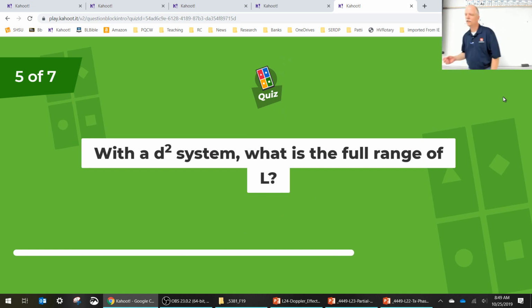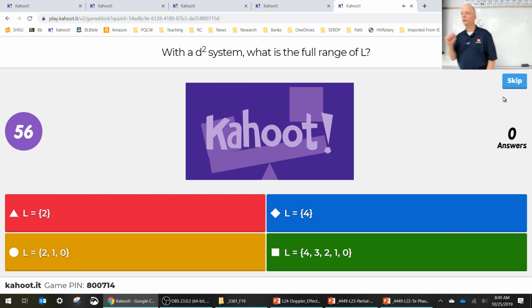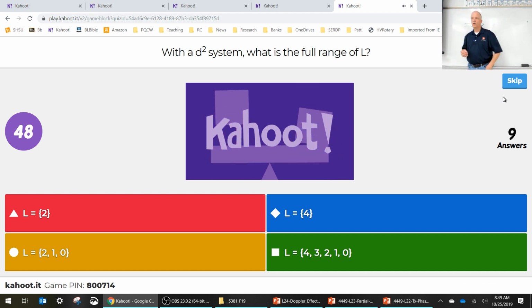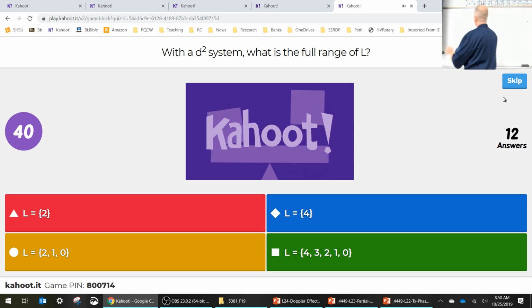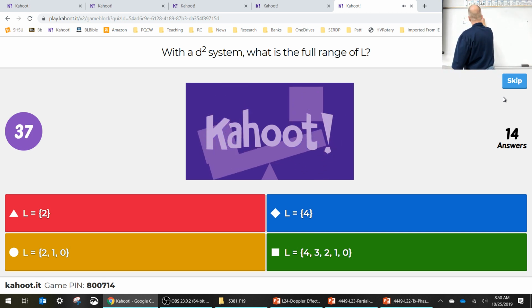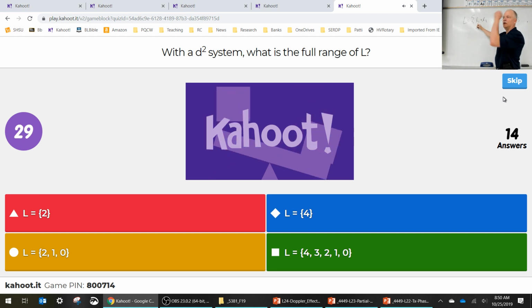What is a D2 system? Well, with a D2 system, what is the full range of capital L? So we have 2 electrons in the D orbitals. It's the full range of L. This one takes a little time. That's why I gave you 60 seconds. See if I can do it up here real quick. L equals L1 plus L2, dot, dot, dot, L1 minus L2. Full range. D orbital: S, P, D. 2 plus 2. 0. 4, 3, 2.